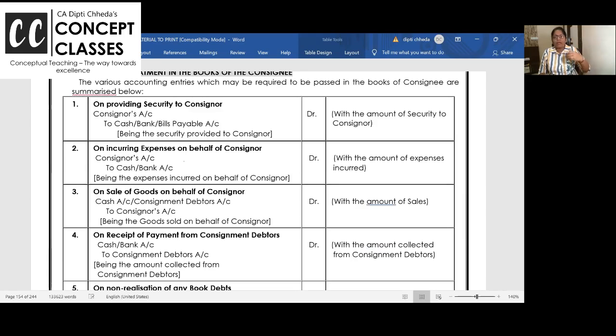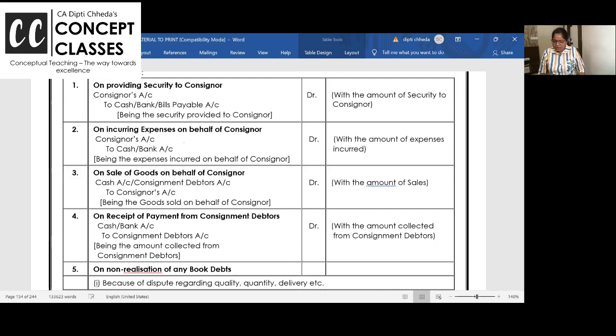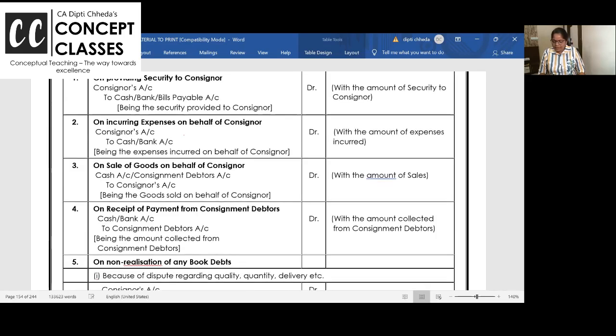Consignor debit to bank. What we are doing: consignment debit to consignee. Sale of the goods: debtors to consignor. This is not your sales. So you will not credit sales, it is party to consignor. Whatever goods you have sold, you have to pay the money to the consignor.